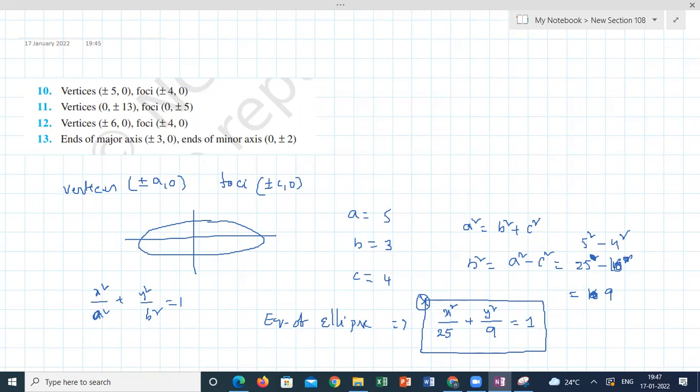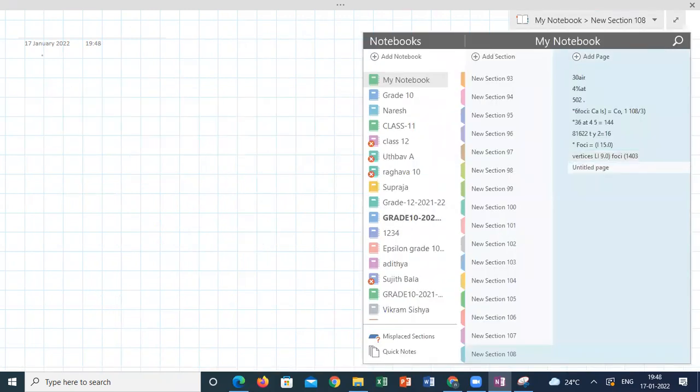Is it clear, students? Framing the equation is... Yes, sir. Next question. 11th one.